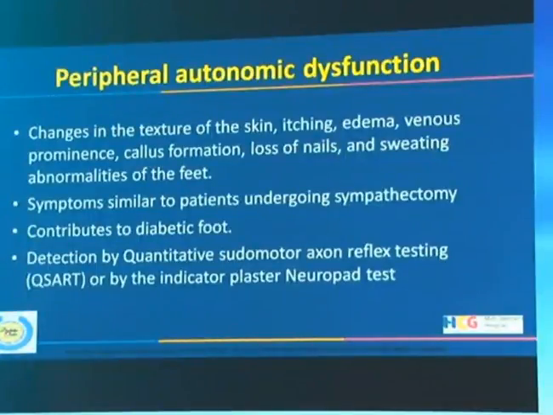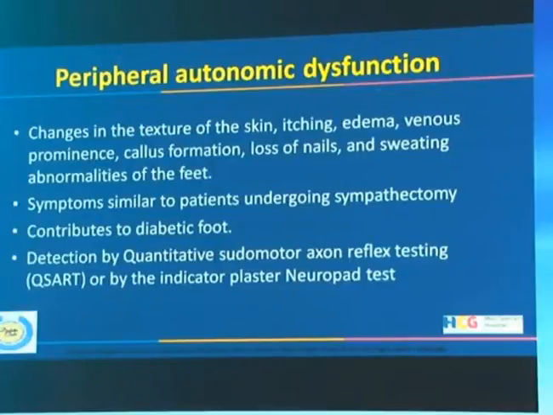These would be the patients where you would not go on incrementing the doses of gabapentin or whatnot. Rather, you would try to control cardiac autonomic neuropathy with beta blockers or with ACE inhibitors. This also contributes to diabetic foot, and it can be detected very easily. Do you know how it can be detected?